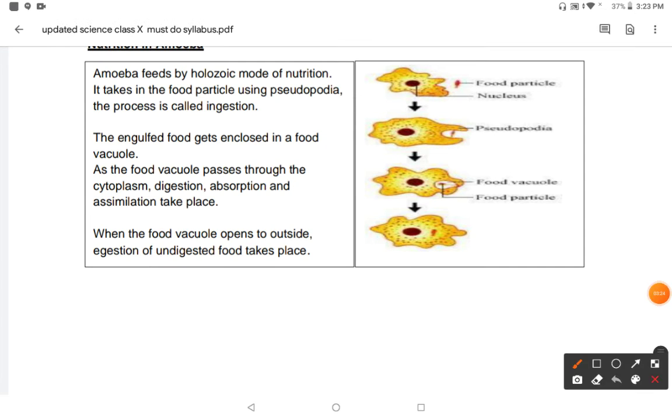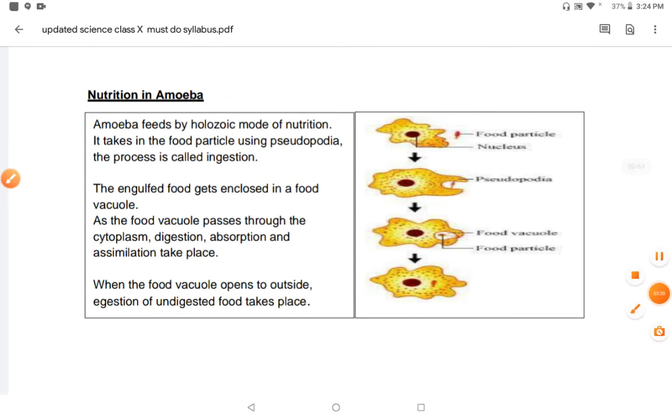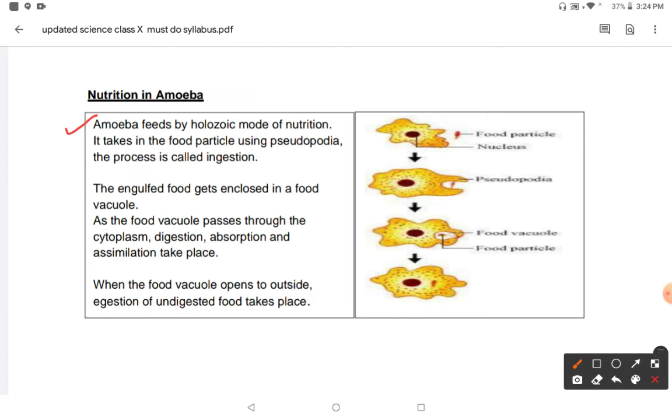Now nutrition in amoeba. Amoeba is a single-cell organism, and we will see how it takes food and releases its excreta. Amoeba feeds by the holozoic mode of nutrition, and it takes food using pseudopodia. The process is called ingestion. This is the food particle, this is the pseudopodia, and this is the nucleus. Intake of food by the amoeba is called ingestion.